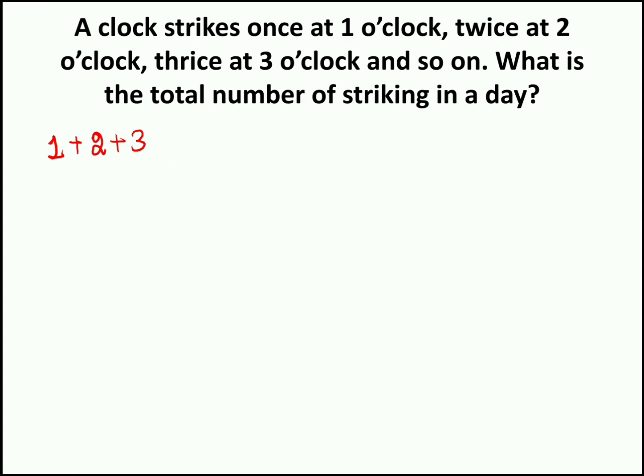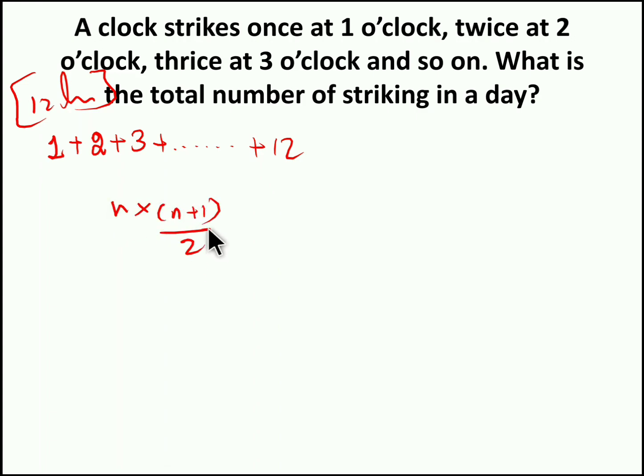In one day we totally have 24 hours. So you should not write 1 plus 2 plus 3 up to 24, because in an analog clock we totally have 12 hours. Right? 1 plus 2 plus 3 up to 12 only you have to write. And to find the sum of the first 12 natural numbers, we know the formula, which is n into n plus 1 by 2. When you substitute 12 here, you get 12 into 13 by 2. So 12 into 13 by 2 is nothing but 78.